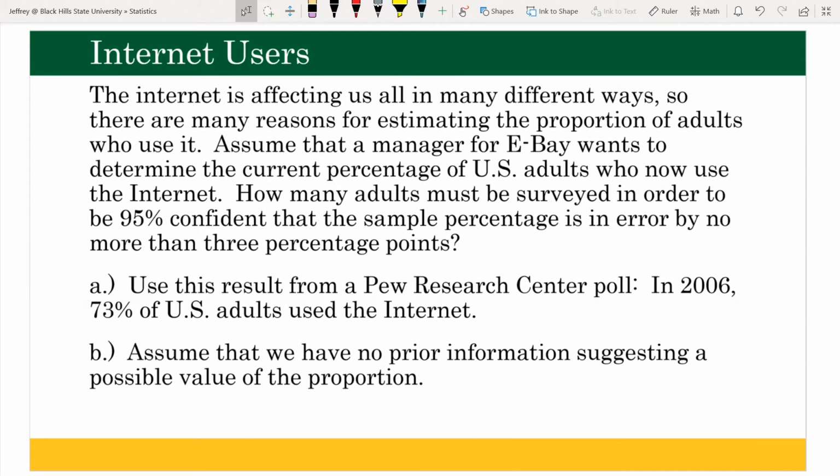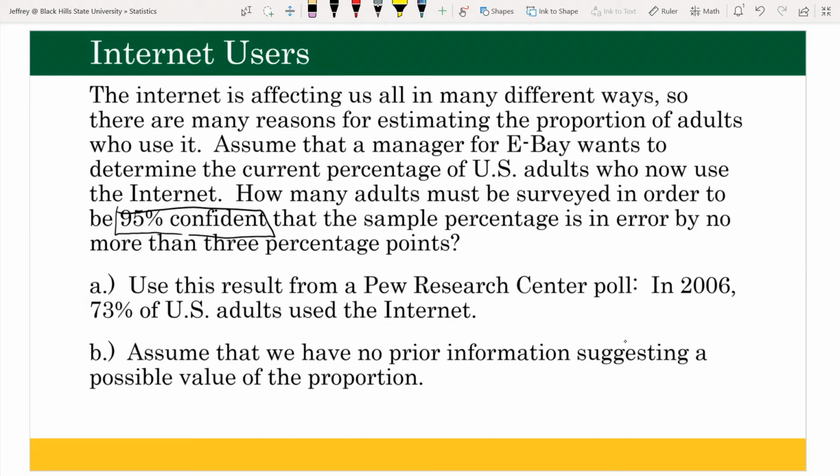Looking at this example, eBay is trying to determine the current percentage of US adults who now use the internet, which of course can be very beneficial for the company if they know what their audience is. So we want to use this result from a Pew Research Center poll that 73% of US adults use the internet. Now, this is for a 95% confidence interval.